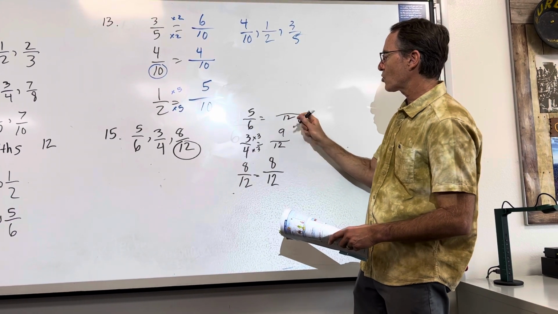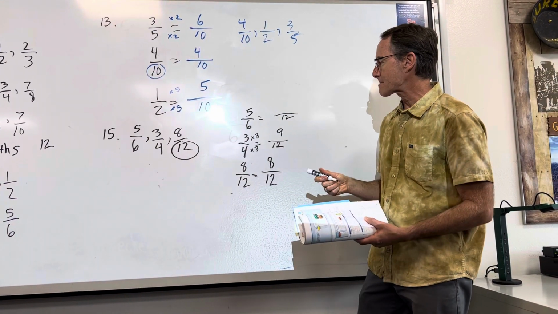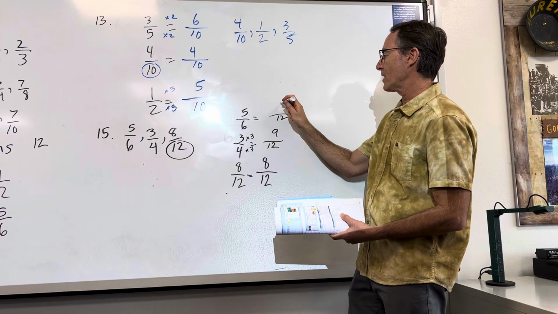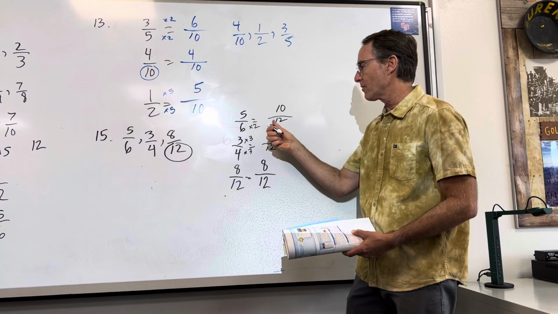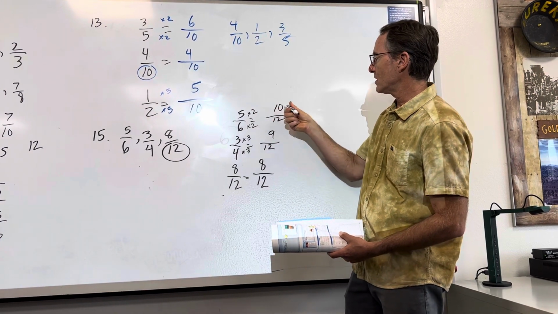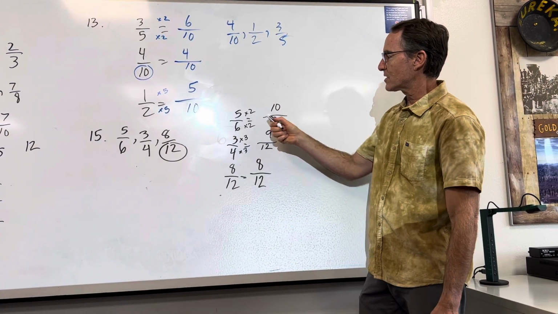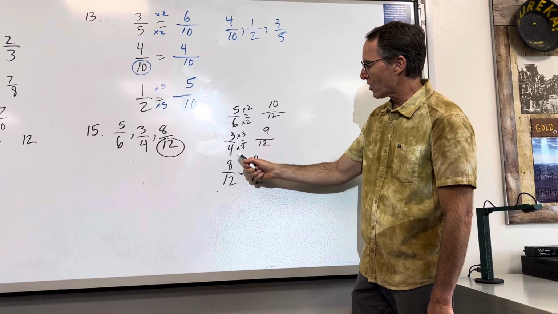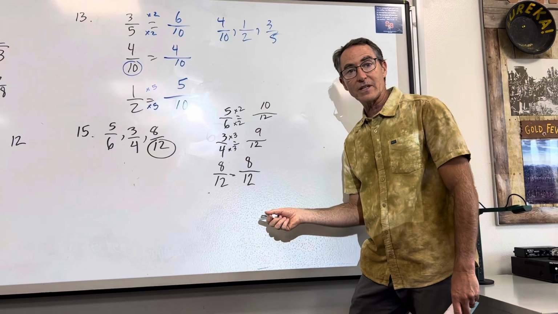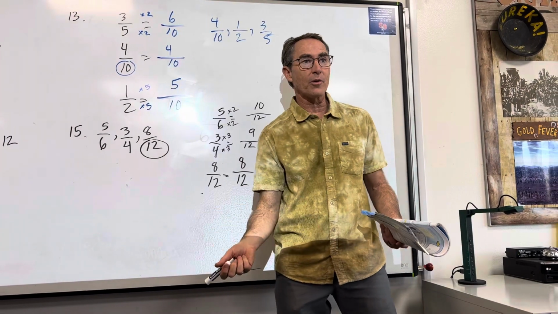If I turn this to 12, what would this be, everybody? 10. Do you see how we got that number? Because 6 times 2 is 12, and 5 times 2 is 10. So 10 twelfths is equivalent to 5 sixths. 9 twelfths is equivalent to 3 fourths. And of course, 8 twelfths we didn't have to change. So now we're ready to put them in order.